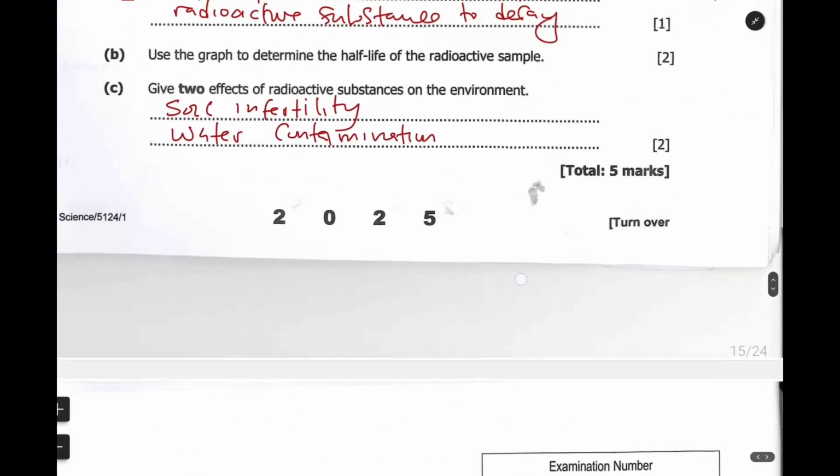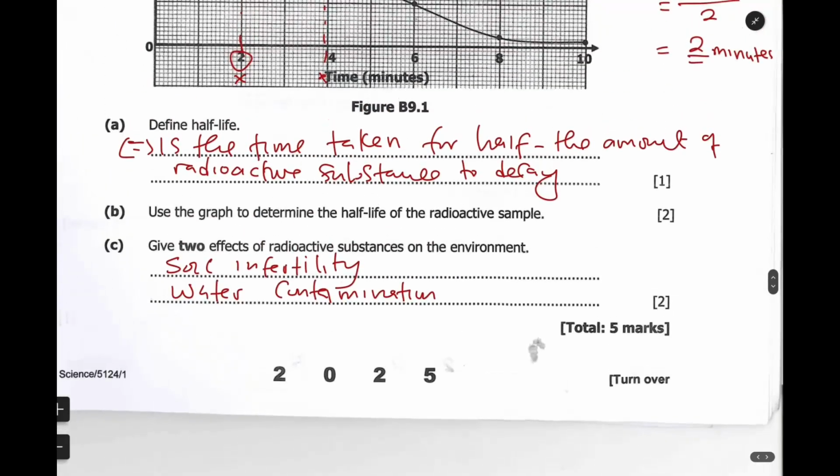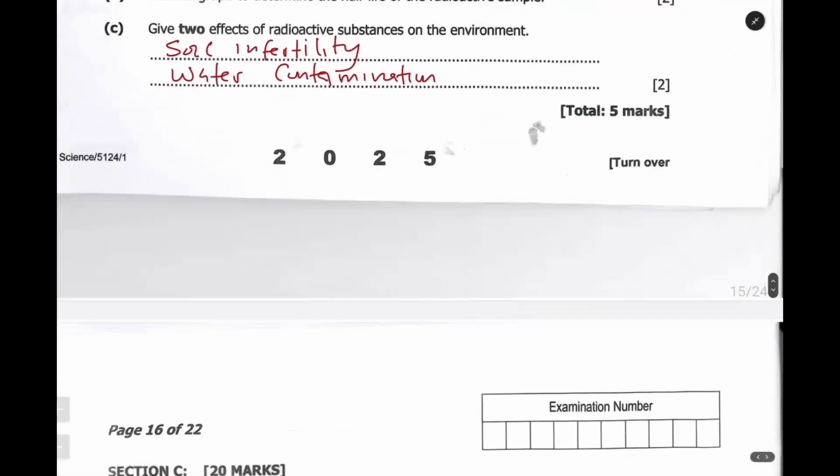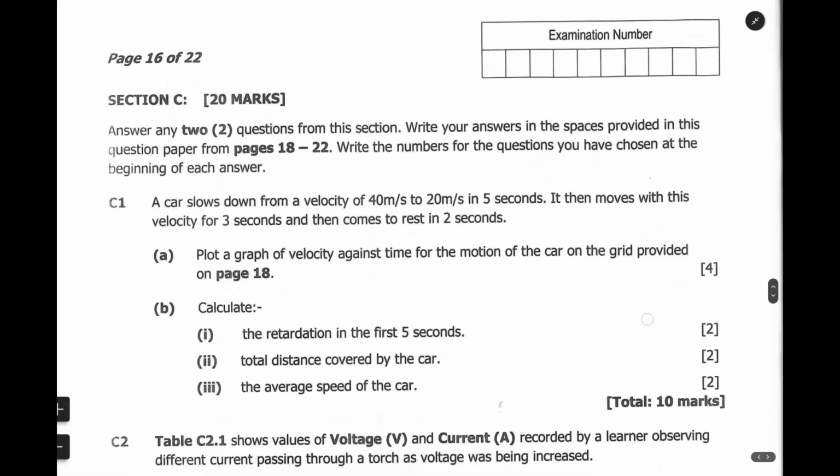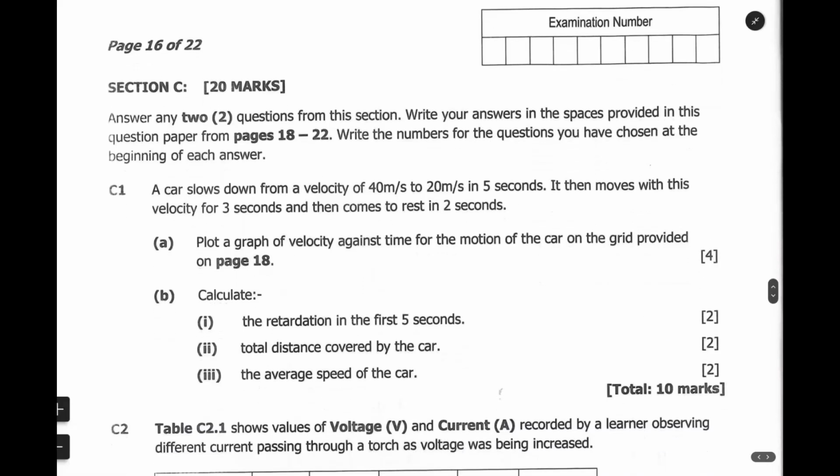All right, so that brings us to the end of section B, and now we are going to move to section C. What was the first question? Look at it. Section C, 20 marks. You are allowed to choose 2 questions. Answer any 2 questions from this section. Write your answers in the space provided in this question paper from page 18 to 22. Write the number for the question you have chosen.